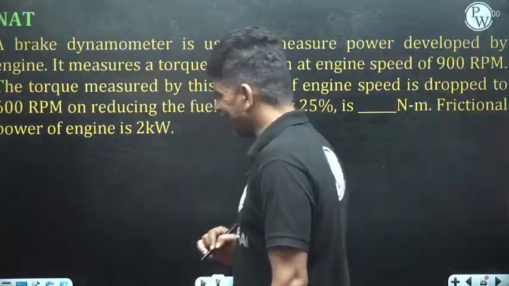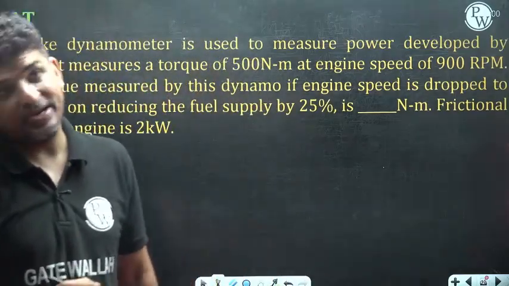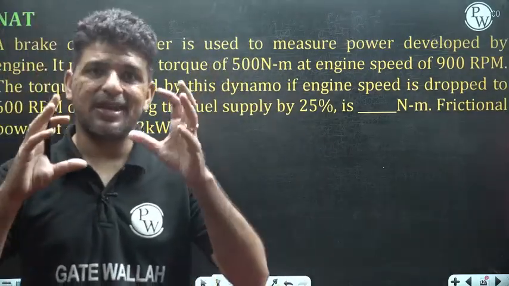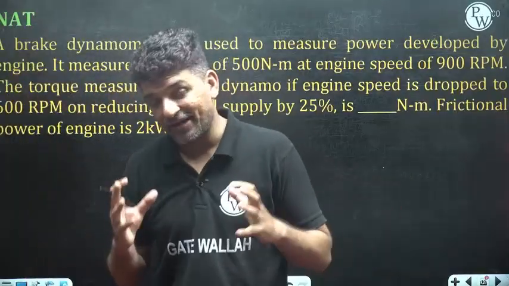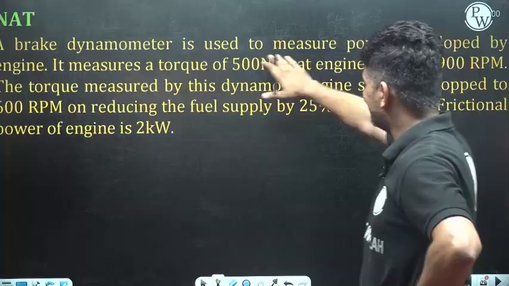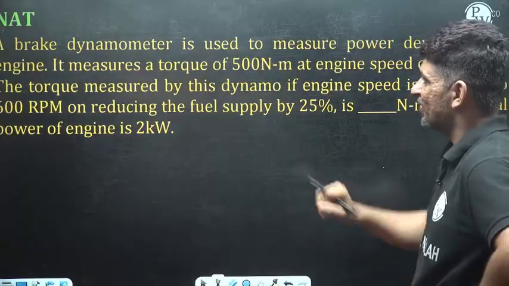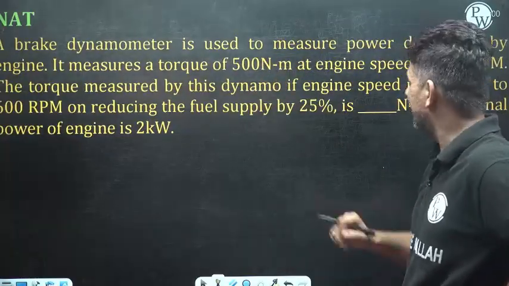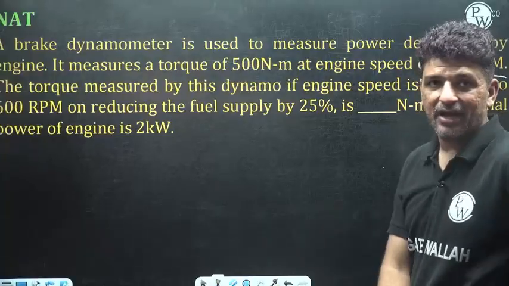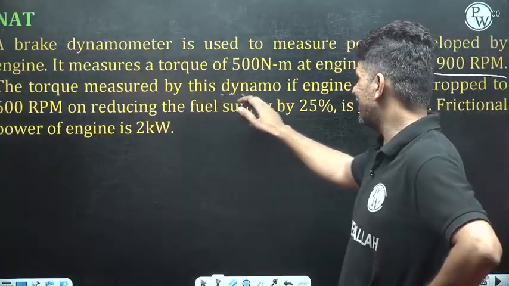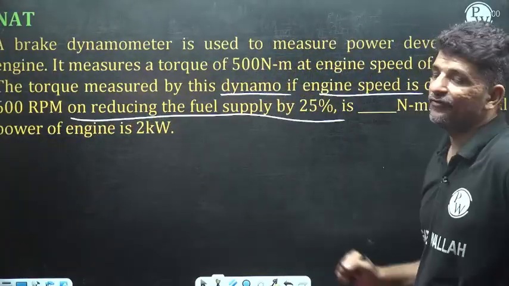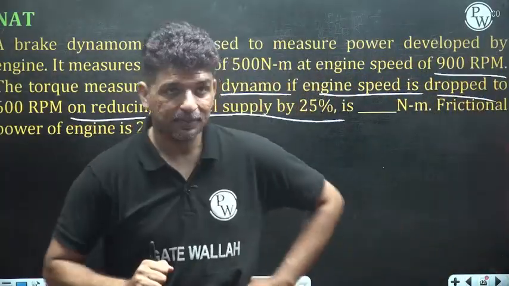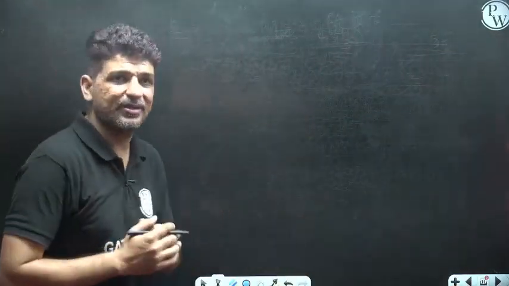The next question was again about a brake dynamometer. That was a very interesting question, one that could trouble your mind, but it is also very easy and very good. It says a brake dynamometer is used to measure power developed by an engine. It measures a torque of 500 Newton meter at an engine speed of 900 RPM. The engine speed drops to 600 RPM on reducing the fuel supply to 25%.